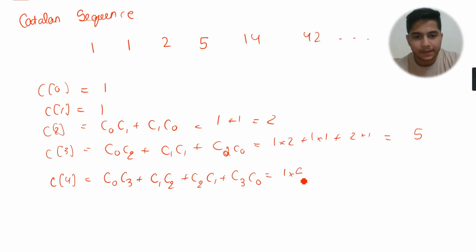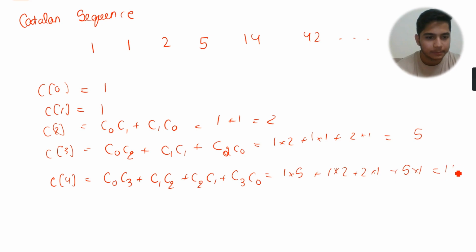So it will be 1 into 5 plus 1 into 2 plus 2 into 1 plus 5 into 1. That will sum up to 14. It will be 10 plus 4: 5 plus 5 is 10, 2 plus 2 is 4, 10 plus 4 is 14. So these terms we have checked: 2 we have calculated, 5 we have calculated, 14 we have calculated, and so on. We will go for 42 as well.